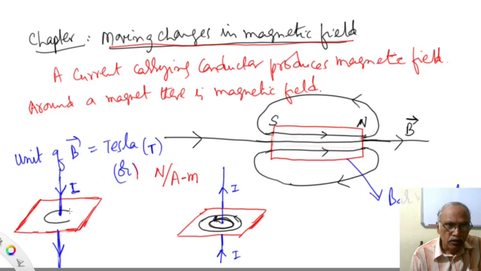So how to decide the direction of magnetic lines? The direction of magnetic field lines can be decided by the right hand thumb rule.